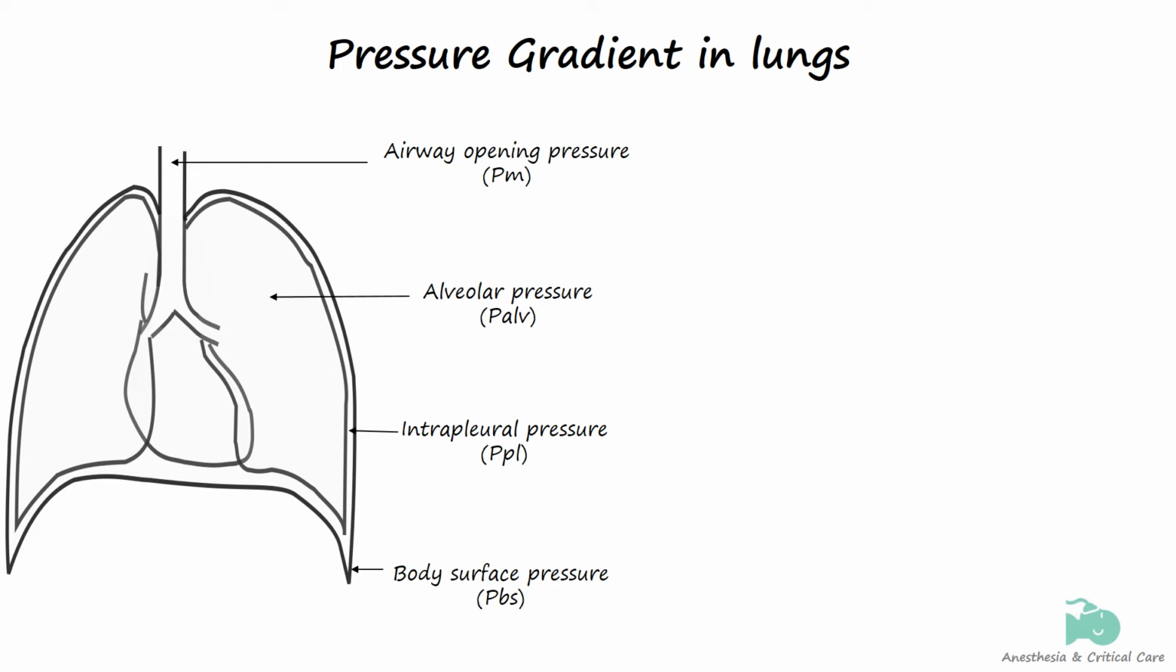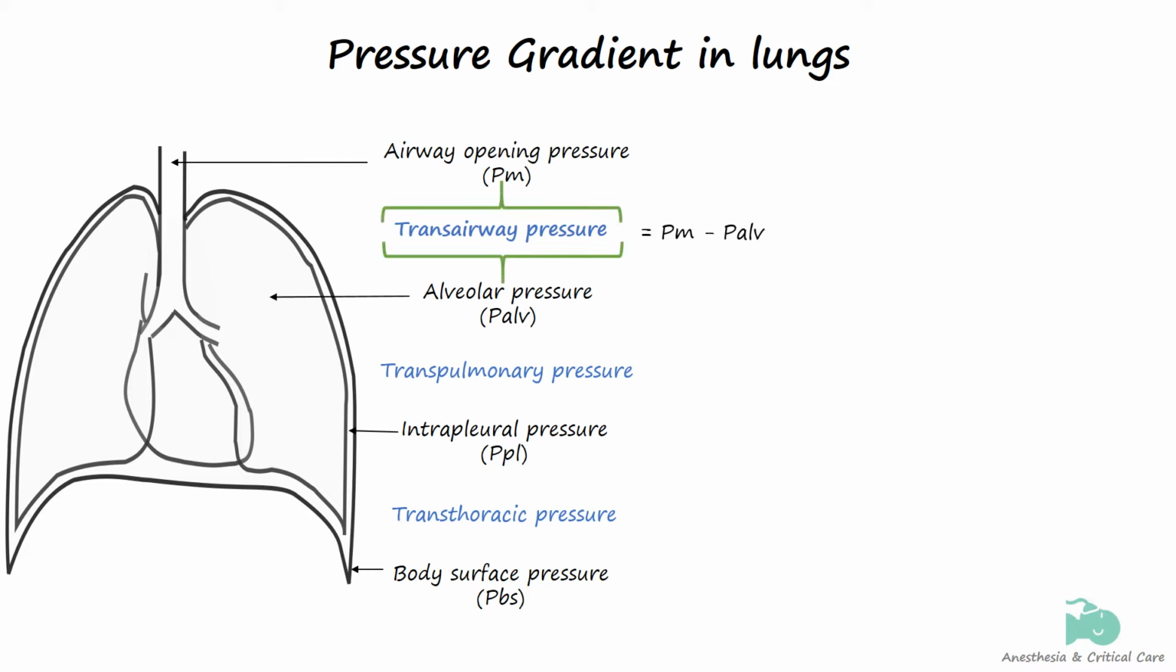Differences between the pressures we discussed earlier are called pressure gradients. There are three key pressure gradients involved in the mechanics of breathing. They are the trans-airway, transpulmonary, and transthoracic pressure gradients. Trans-airway pressure is the pressure difference between the airway opening and the alveolar pressure. It produces movement of air in the conductive airways of the respiratory tree. It represents the pressure generated by resistance to air flow in the airway.